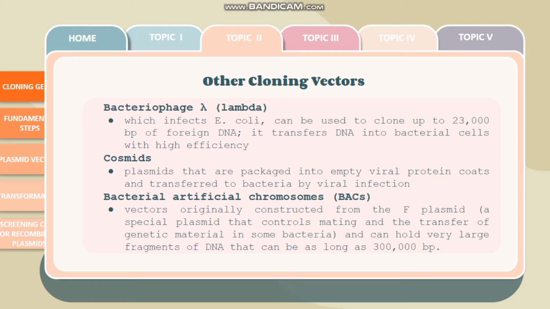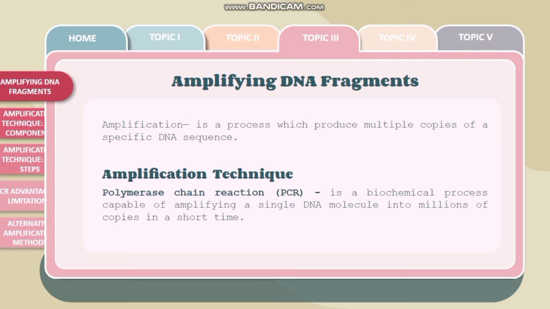So let us now proceed to the next topic: amplifying DNA fragments. Amplification is a process to produce multiple copies of a specific DNA sequence. The most common method used in DNA amplification, and the most well-known technique in molecular biology, is the polymerase chain reaction, or PCR. It is a biochemical process capable of amplifying a single DNA molecule into millions of copies in a short time.